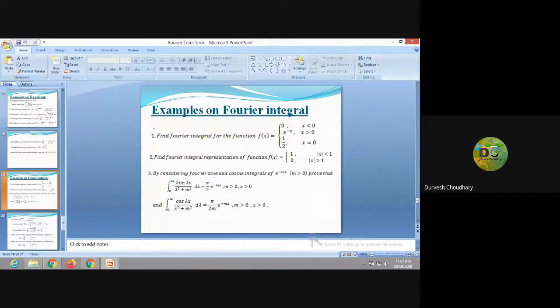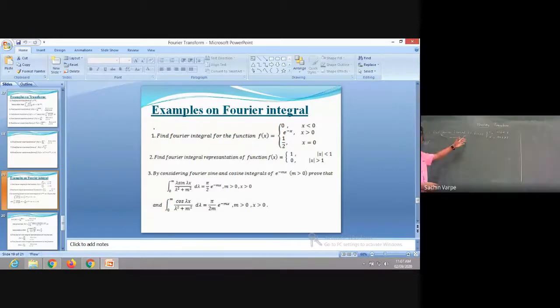We have been asked to find the Fourier integral. It is not mentioned whether to find the Fourier sine or cosine integral, so the choice is ours. If you are able to check the nature of the function, and if the given function is even, then we find the Fourier cosine integral. If the function is odd, then we find the Fourier sine integral representation. So here it is asked to find the Fourier integral.